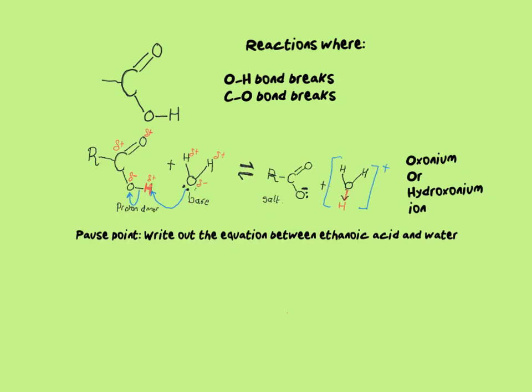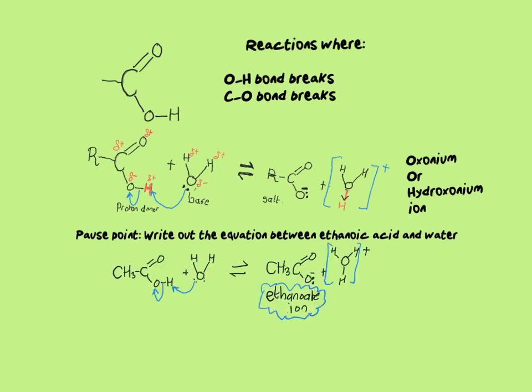At this point, using the equation above, write out the equation between ethanoic acid and water. Well done if you got this correct. The species that's formed, the negatively charged ion or the salt, is called the ethanoate ion. And below is the condensed form of the structural formula.